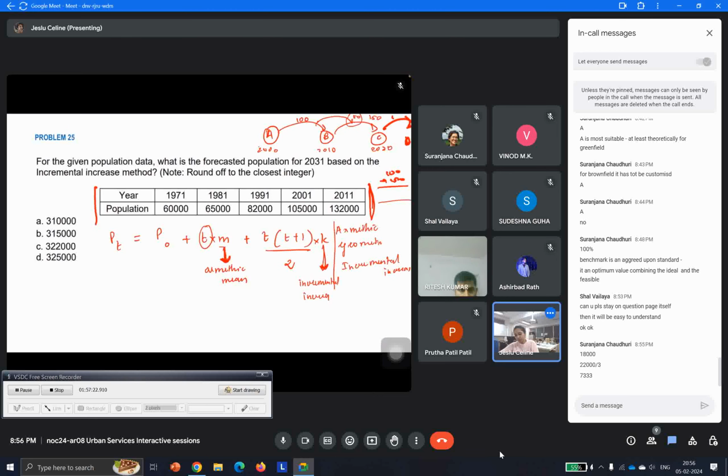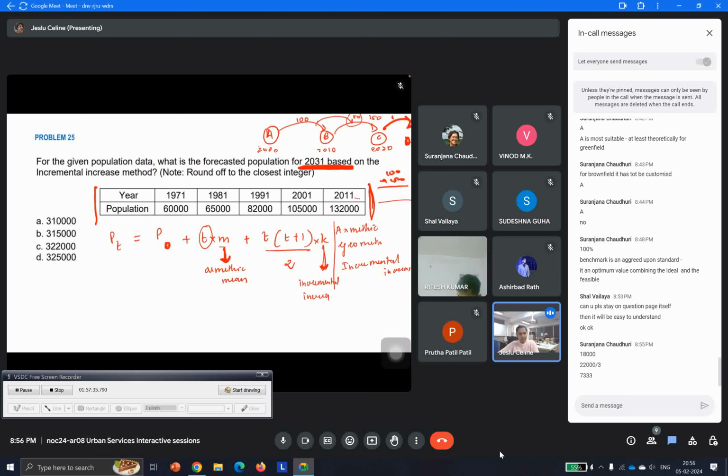Now I'll go back to the page itself. Let me put this over here. So the question is asking, what is the population projection for 2031? So there are two ways to do this. Because we have P0, we can take the initial population either as 2011. If you're taking 2011 as the initial population, then your T should be calculated as 2031 minus 2011, and this T is in decades, so for every 10 years it's counted.